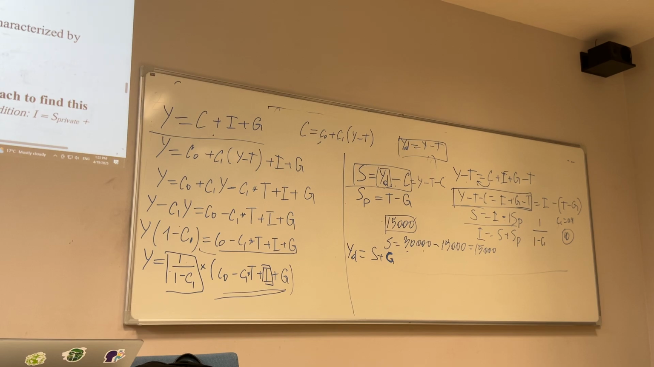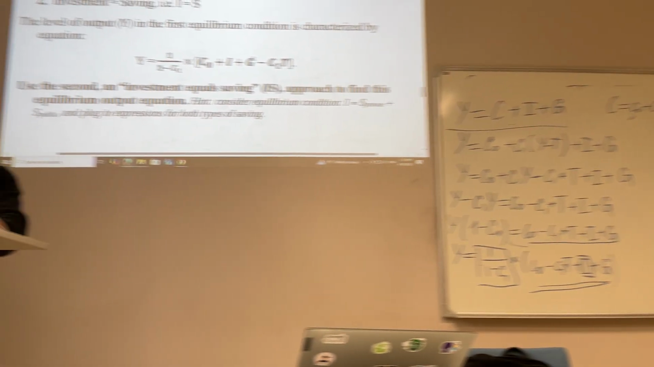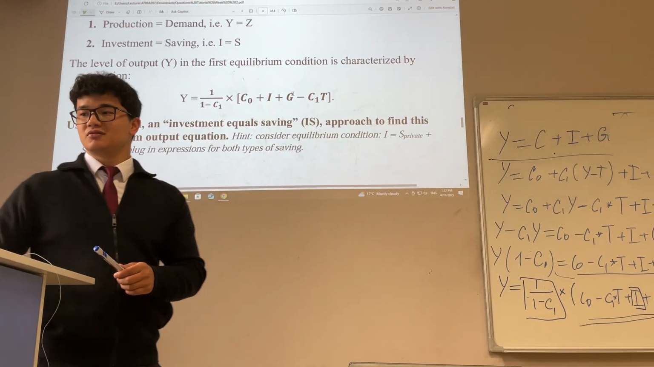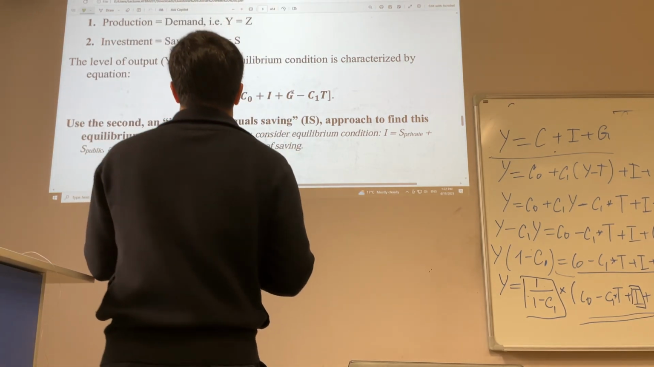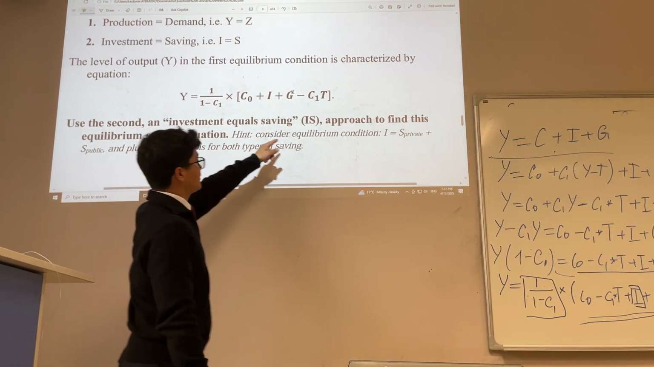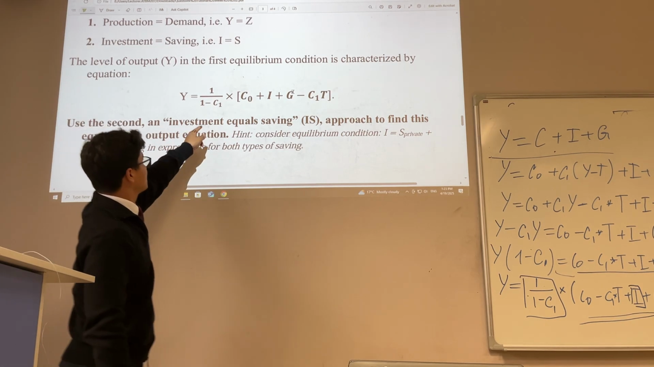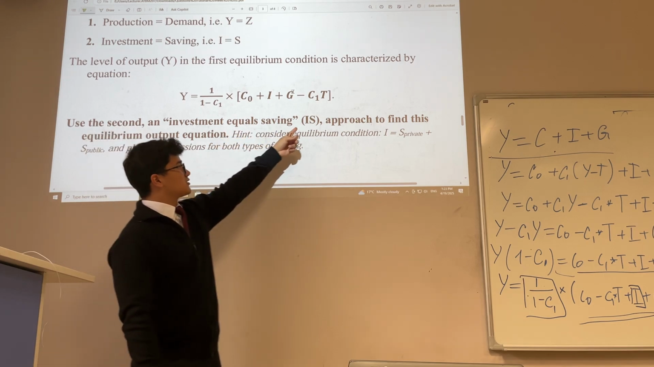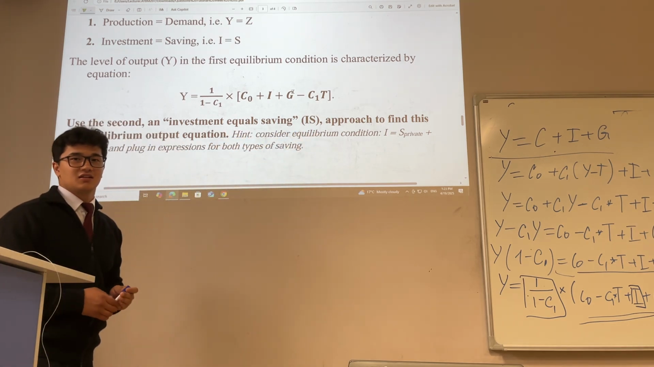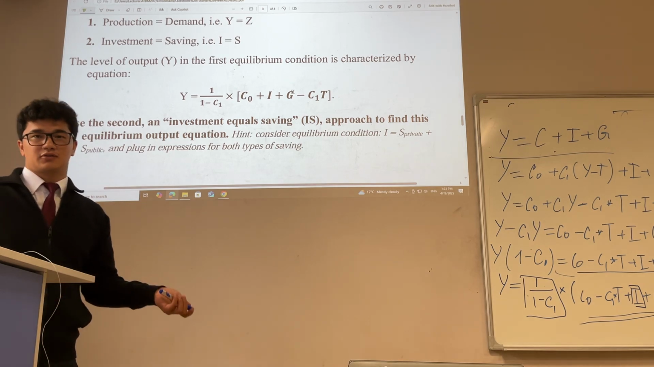Can you just stand for a bit? I want to understand how they ask me to come up with IS to Y. In what moment in all the exercises do they ask me to do it? For example, use the second investment equals savings approach to find this equivalent output equation. They're just giving a hint, like just use this. That's the question they're asking. That's the formula. I think now you know how to derive it, right?